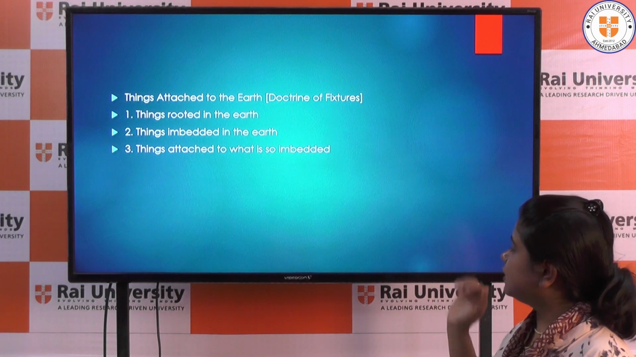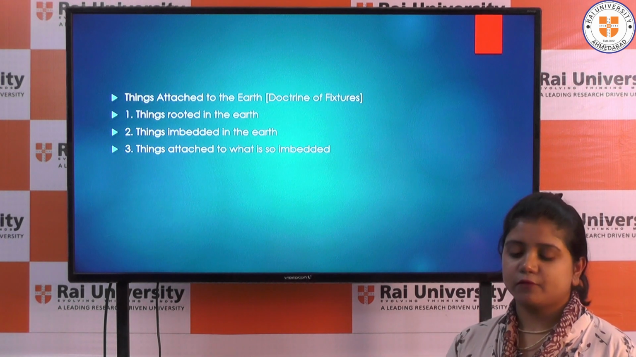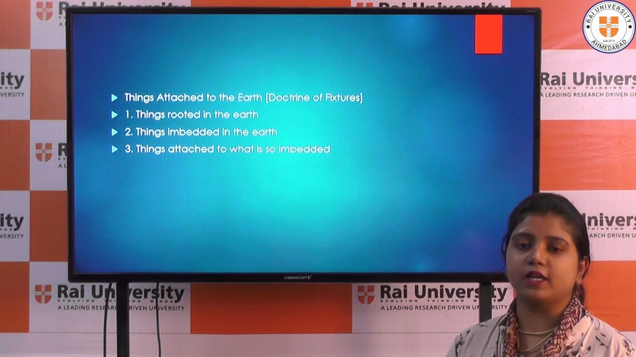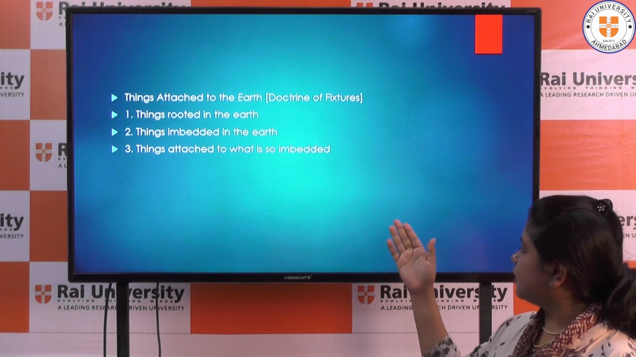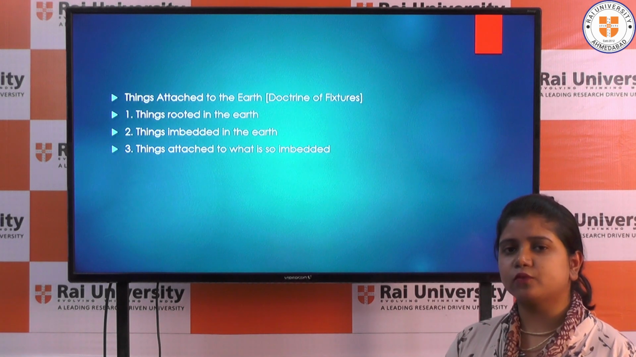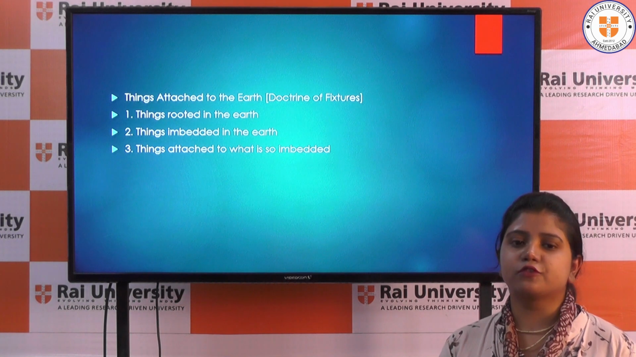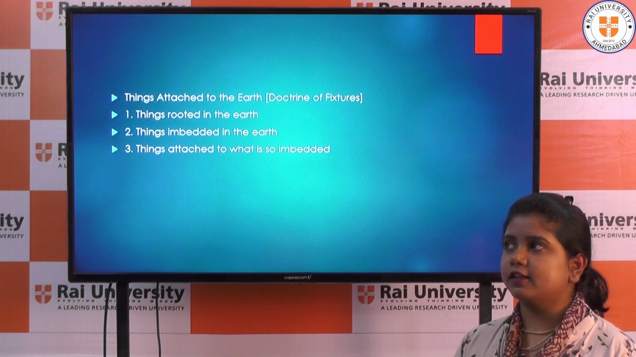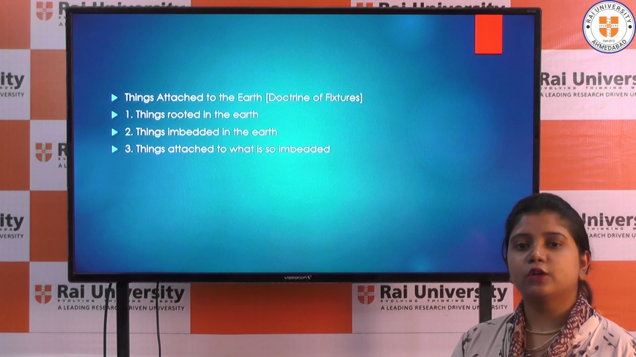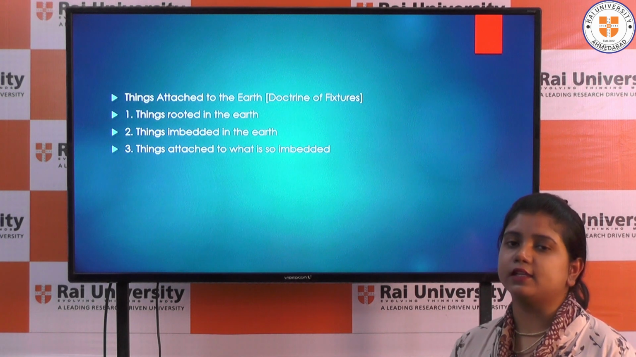And what are the things embedded in the earth? For example, a building. We put the bricks over bricks. These are actually things embedded to the earth. And the last is things attached to what is so embedded. For example, if a person goes to buy a house, you can see that there are doors and windows and ceiling fans all over there. So here it is things attached to what is so embedded in the earth.